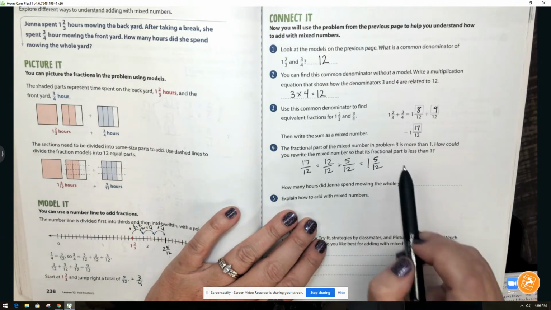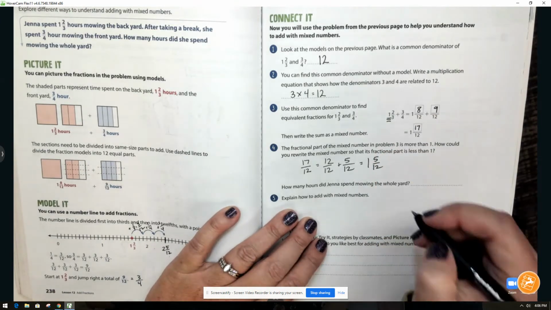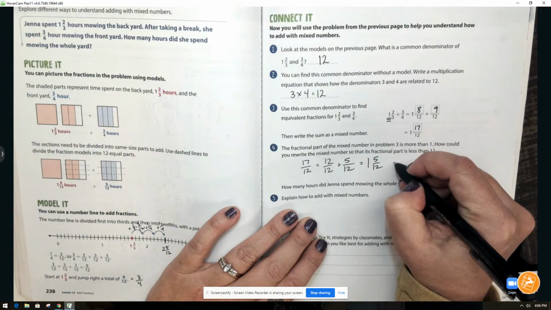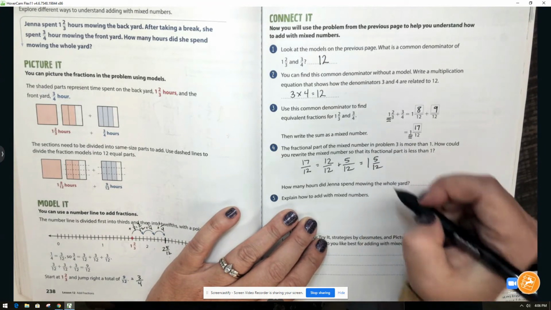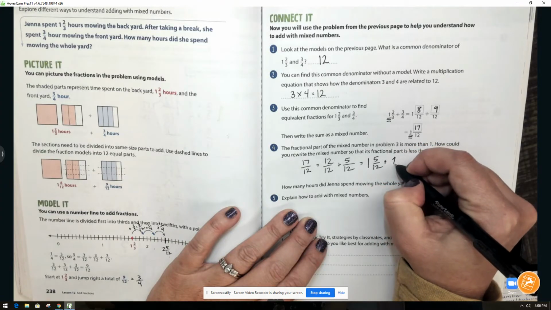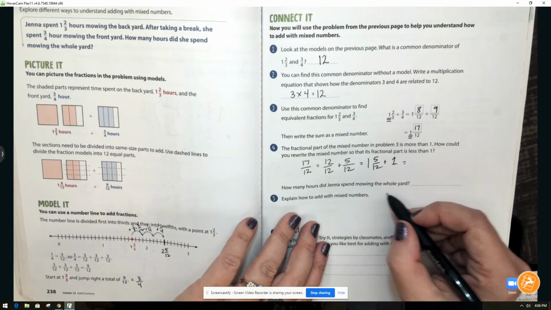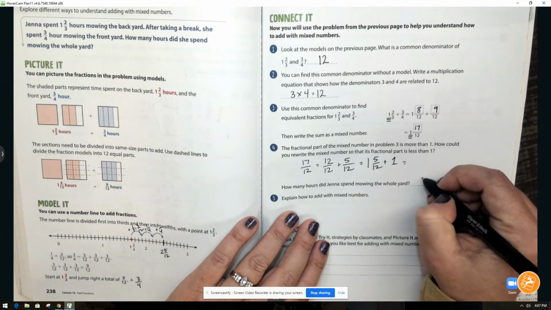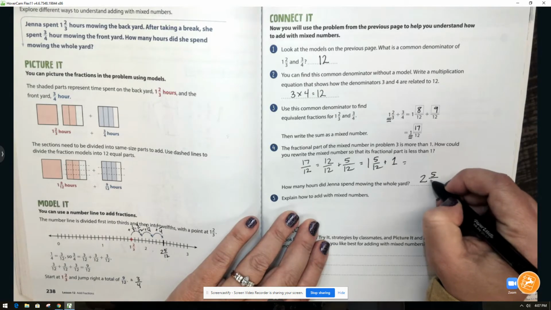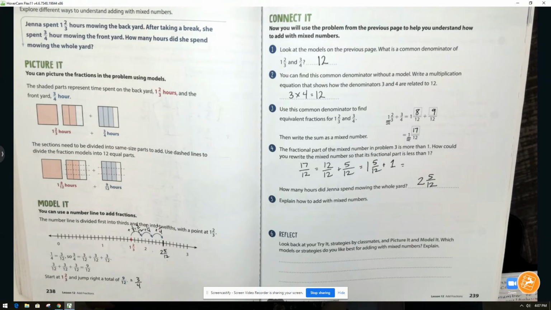But then don't forget, we still have this whole number here. So we're going to add that one whole. So our final answer is, how many hours did Jenna spend mowing the whole yard? She spent 2 and 5/12 hours mowing the whole yard.